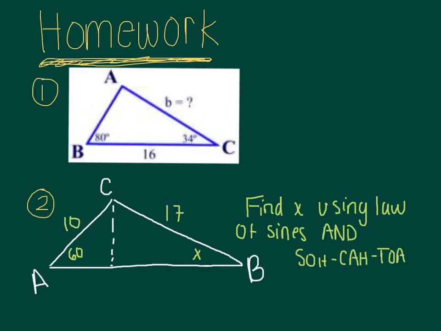For homework, I'd like you guys to try these two problems. Number 1's pretty straightforward, a lot like example 1. You're looking for a side. Number 2, I would like you to do two different things. I'd like you to find x using both the law of sines, such as in example 2, because you're solving for an angle, and see if you can do it using SOHCAHTOA. Notice I've put in the height of this triangle there. See if you can solve for that and then use that to find x. Good luck.